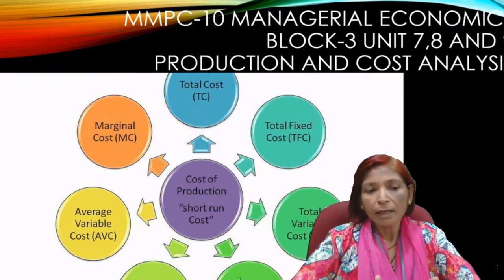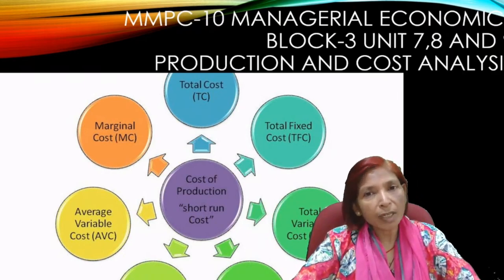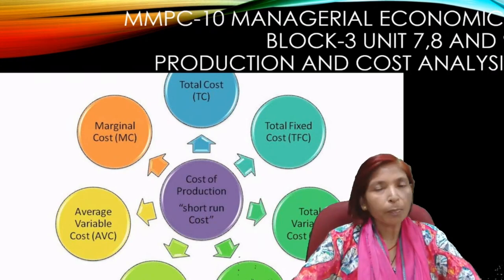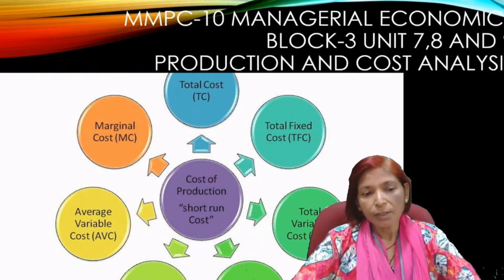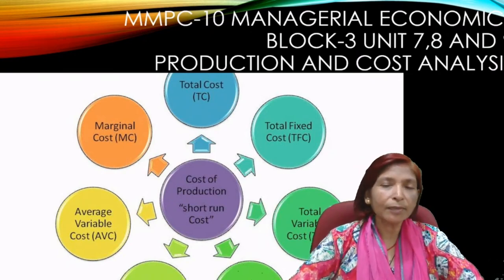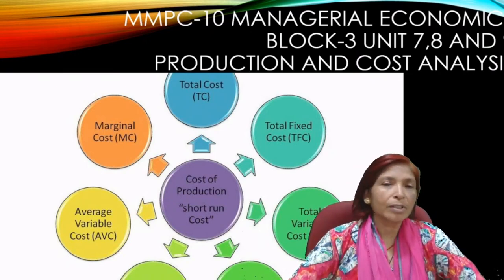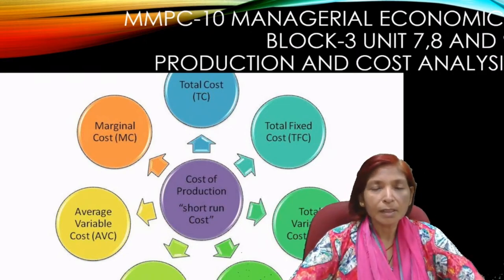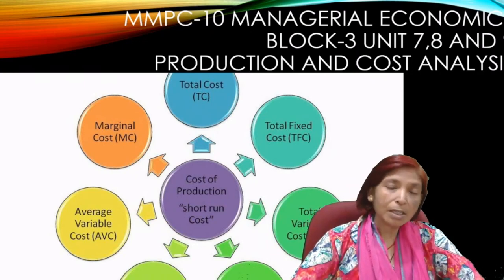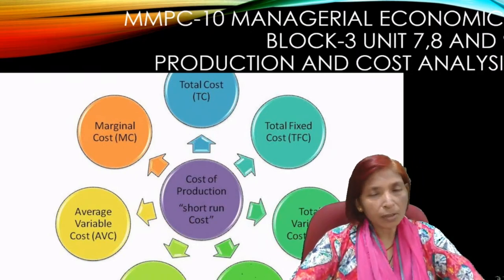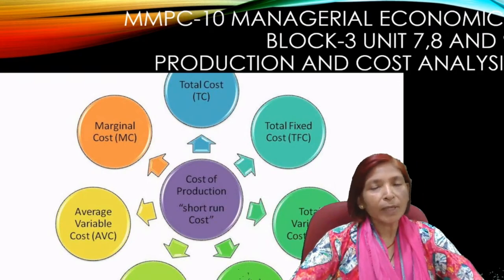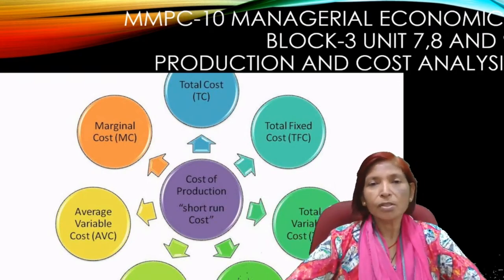And if we add average fixed cost and average variable cost, then we can get average cost or per unit cost of output. So average cost is the sum total of average fixed cost and average variable cost. Total cost is the summation of total fixed cost and total variable cost. Marginal cost is the net change in total cost. And all these costs are called short run cost. So in today's session, we will discuss all these topics in detail.